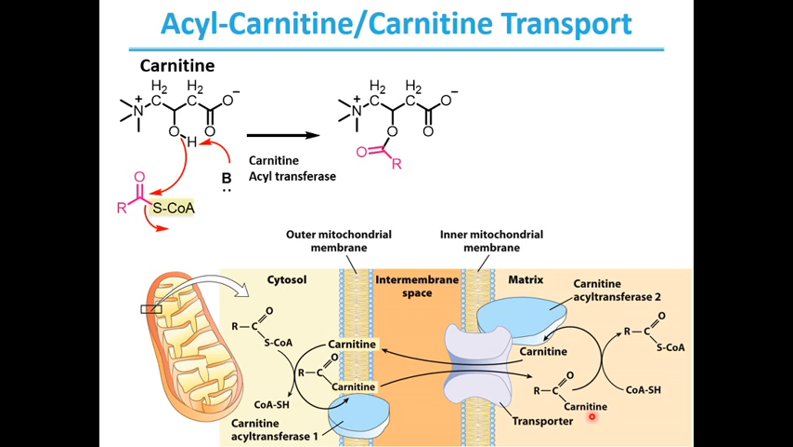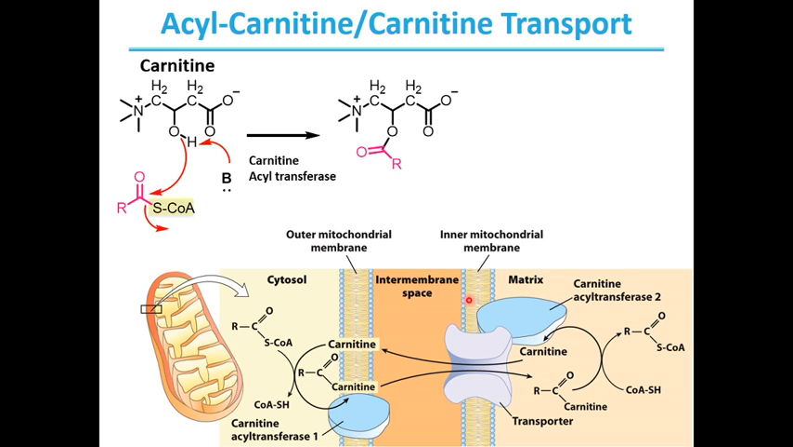In the third and final step of the carnitine shuttle, the fatty acyl group is transferred from carnitine to an intramitochondrial coenzyme A. So the CoA is also present in the matrix, and this fatty acyl group is transferred to another CoA and forms fatty acyl-CoA in the matrix.